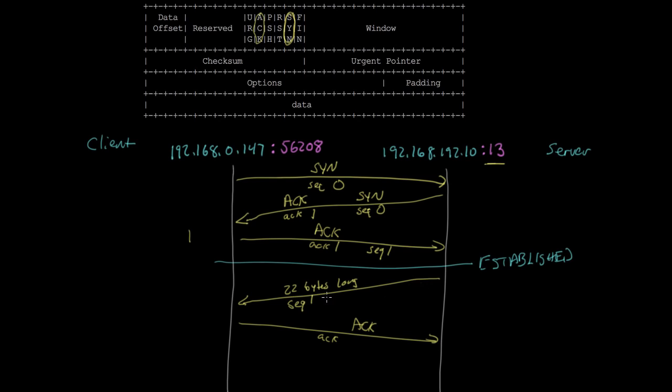And now it's receiving something with sequence number 1, but it's receiving 22 bytes. And so what it's going to do is respond saying that the next thing it expects is 23. So it's going to acknowledge and say that the next sequence number it expects is 23, because it's already received bytes 1 through 22. And so the next thing it expects is 23.